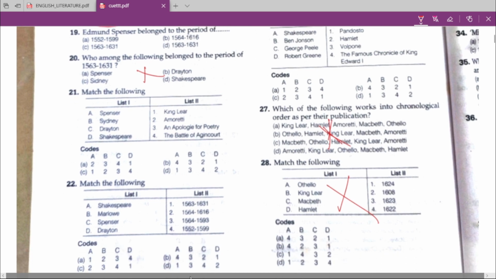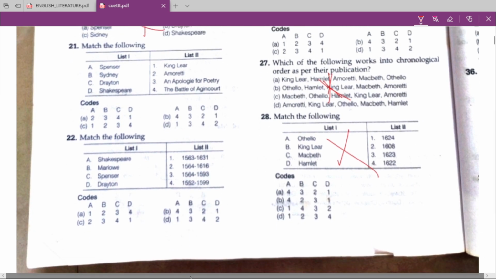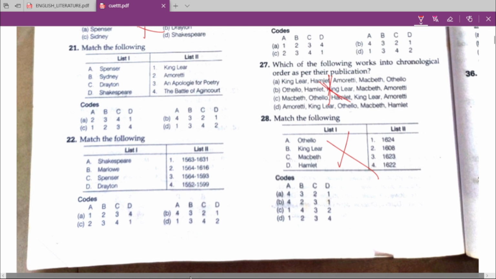Moving on to question number 21. Match the following: Spenser, Sidney, Drayton, Shakespeare. Spenser has written An Apology for Poetry. Shakespeare has written King Lear. Sorry, I'm actually wrong here. Okay, let's erase it.